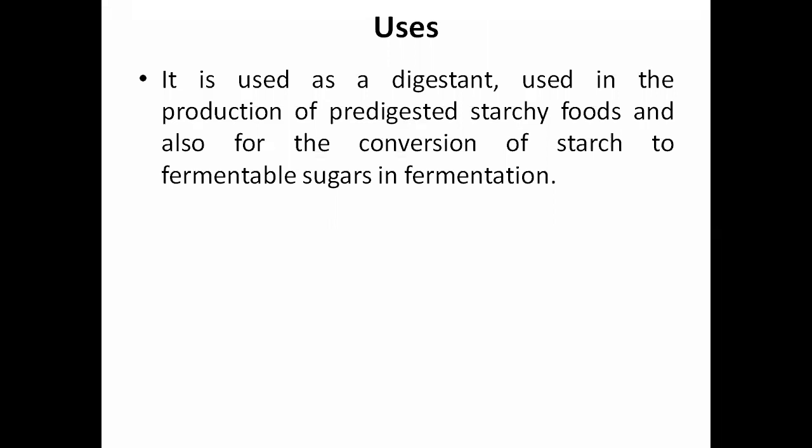What are the uses of this enzyme? As in the introduction, it is used as a digestant, and in the production of pre-digested starchy foods like baby Cerelac, for 2 month babies, 3 month babies, 1 year, different types of pre-digested baby food, Cerelac and different other Amul powders that are available, right? Babies will not have sufficient enzyme to digest it if you give starch or carbohydrate directly. That's why it is pre-digested. If you give it, it will be easy for kids or infants to digest.